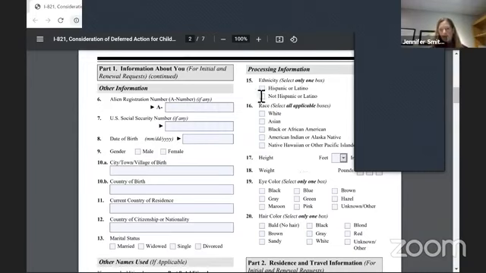This part of the form from 15 to 20 is your basic biographical information.